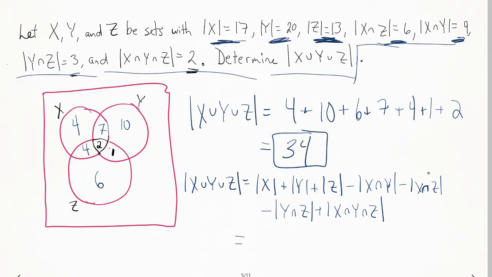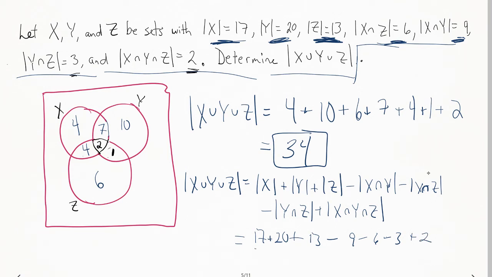So notice if we take this, we get 17 plus 20 plus 13. X intersect y is 9. Sorry, I wrote it in a slightly different order. X intersect z is 6 from up above. And notice I'm not having to do any work with the Venn diagram in this case. And y intersect z is 3. And then we have to add in x intersect y intersect z, which is 2.